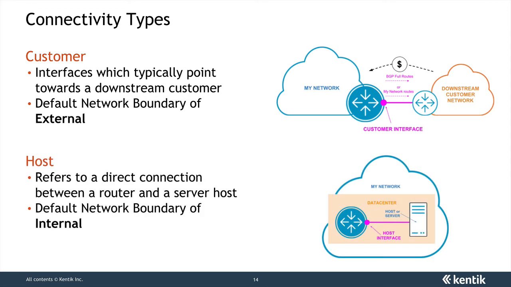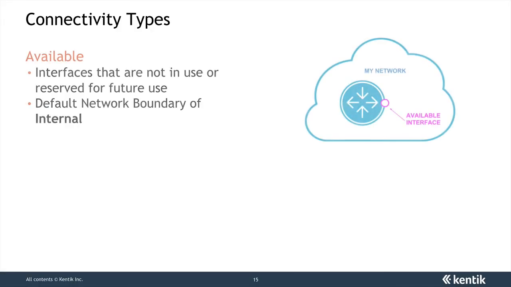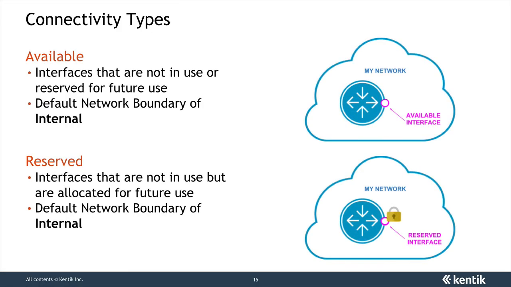A connectivity type of host is used to indicate a direct connection between a router and a server host within your network or within a data center, and have a network boundary of being internal to your network by default. Available and reserved connectivity types are used for interfaces that are not currently in use within your network. Available interfaces are those which are not currently reserved for any type of future use, while reserved indicates that they are allocated for a future use, and both have a network boundary of internal by default.